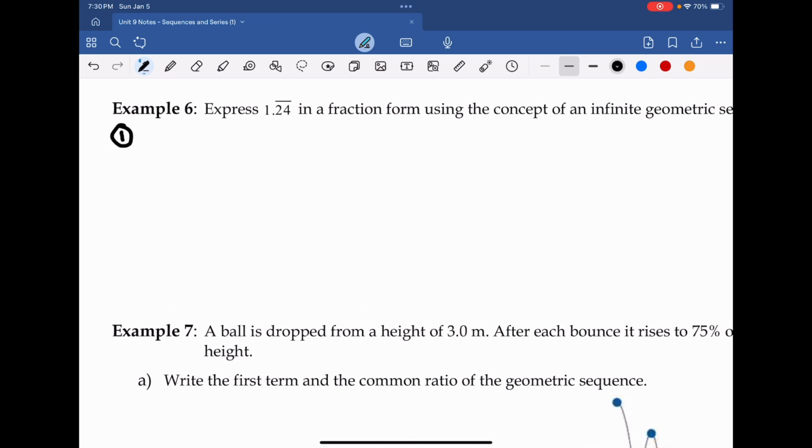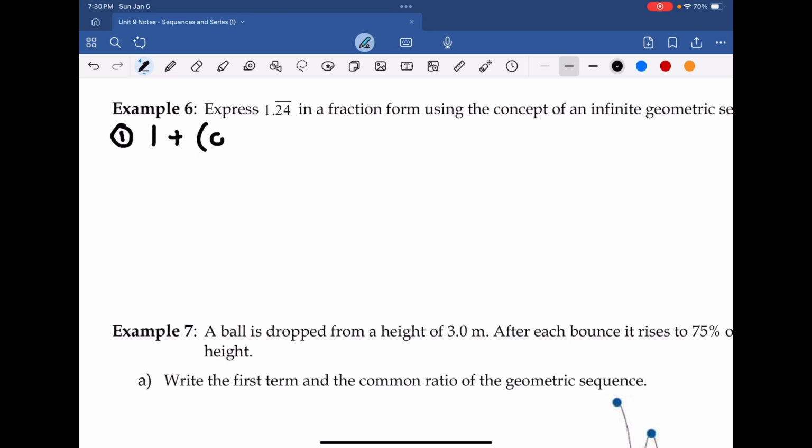We have to break this number into a sequence or a series of the terms being broken apart. So here's what I mean by that. I'm going to take the 1, which is that leading 1 in front of the decimal, and I'm going to write it out front. And then what I'm going to do is just break this repeating decimal down into an infinite series of terms.